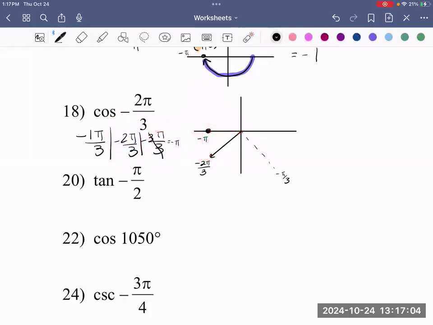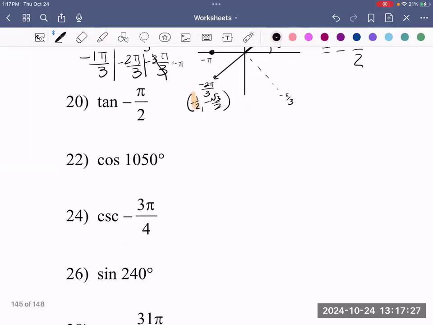Now your reference angle here is pi over 3, so we're dealing with the coordinate of 1/2 and root 3 over 2. That just means we are at negative 1/2 and negative root 3 over 2. And we are asked for your cosine value, so your x value. So one more time, we are at negative 1/2.